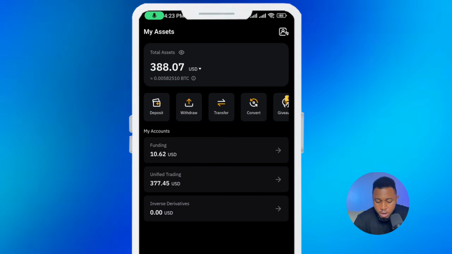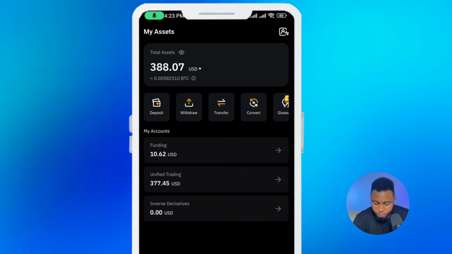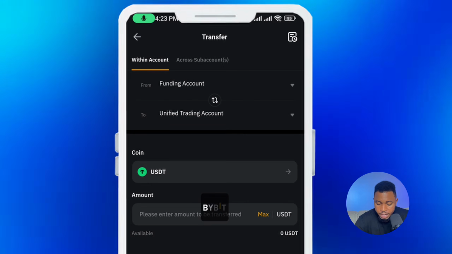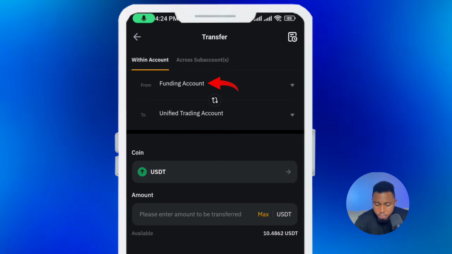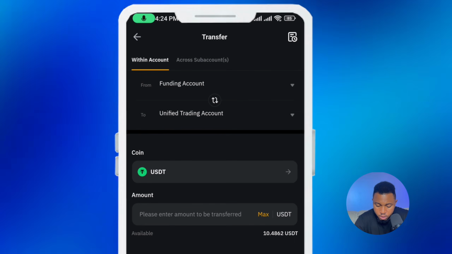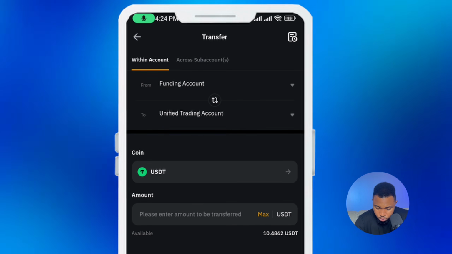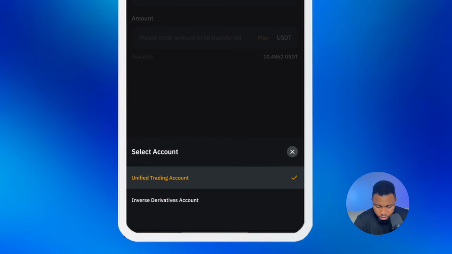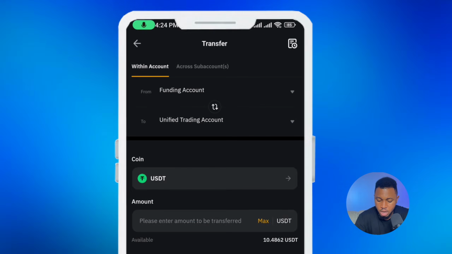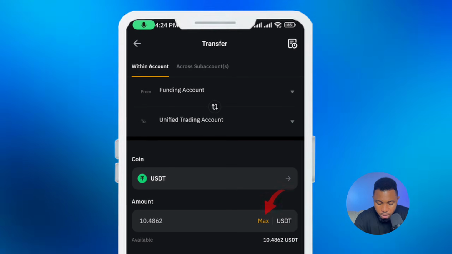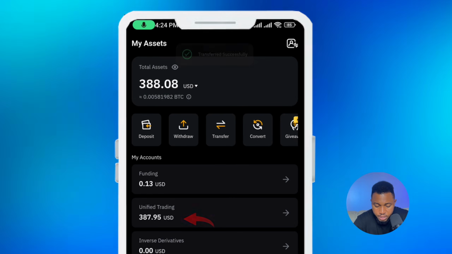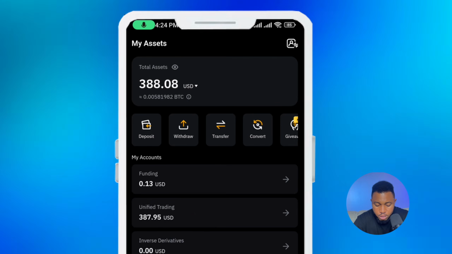Okay, so now let's go ahead and transfer this $10 from our funding account to unified so that we can start doing spot trading. I'm going to click on transfer and make sure funding is at the top and then unified trading is at the bottom. But if yours is not showing as unified, you can click on it and change it to spot account. But if you have a unified account, just follow me like this. I'm going to click on max. So that's about $10.4. I will click on confirm. Alright, so this money has moved to my unified account. You can see I have $387 right now.